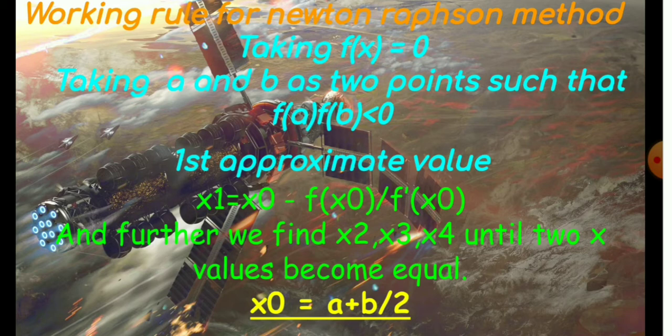x0 is what? x0 is (a + b)/2. What are a and b? a and b are the two values such that f(a) times f(b) is less than 0. Okay, here x0 is (a + b)/2. Just remember this. Now we solve a question. By this you can understand very easily what we have to do to find the root of an equation.